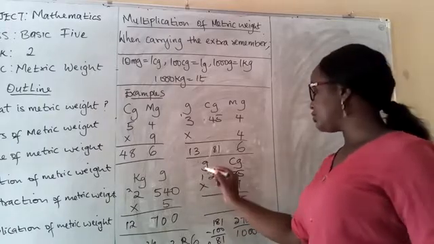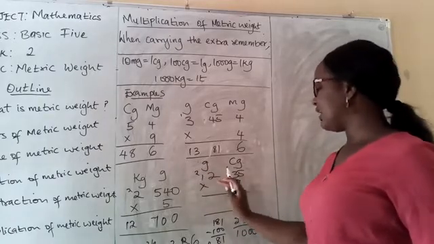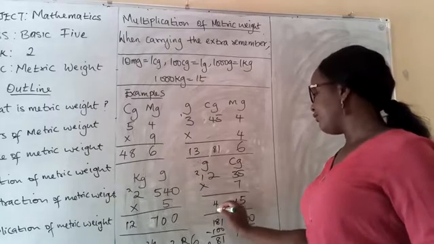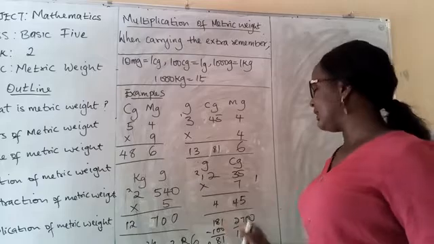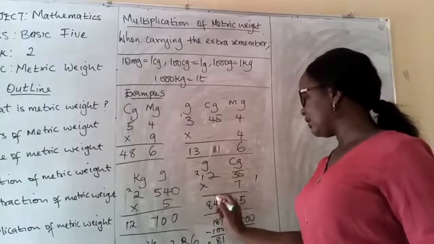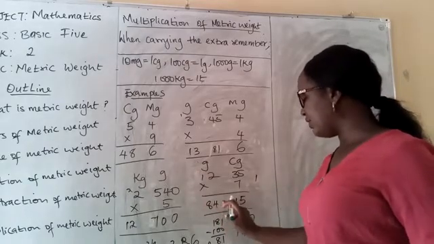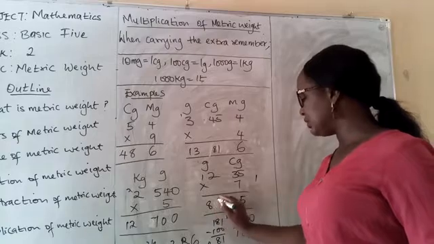Remember, you're carrying 2. Now, 7 times 2 will give you 14, remainder 1. 7 times 1, 7 plus this, 8, plus the 2 that you're carrying. 4 plus 2 will give you what? 6.